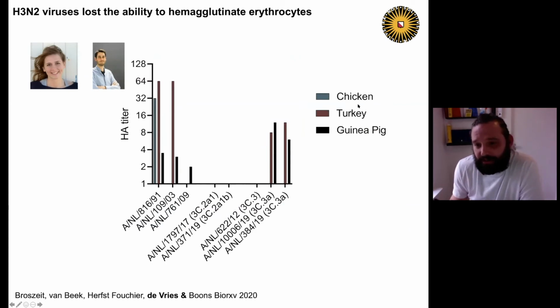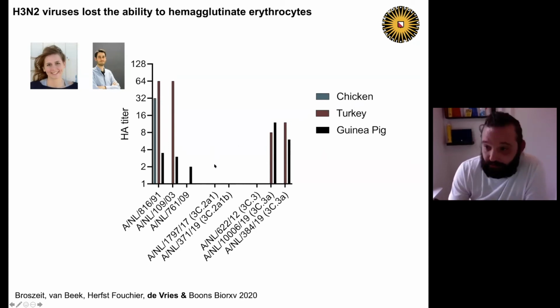We added these viruses to chicken, turkey, and guinea pig erythrocytes, because guinea pig erythrocytes are currently used for hemagglutination inhibition assays. What we see here is that after 2009, these viruses of the 3C2 clades don't bind any erythrocytes anymore. There are examples that bind guinea pig erythrocytes, but when they bind, the titer is really low. Interestingly, these contemporary 3C3 viruses, there are 2 antigenic clades now, regained binding to turkey and guinea pig erythrocytes. But this gap was our interest: why do these contemporary viruses not bind any erythrocyte anymore?